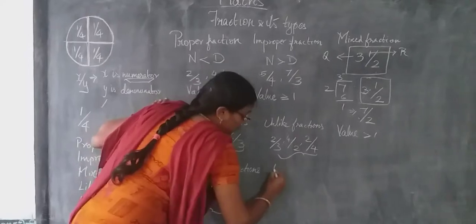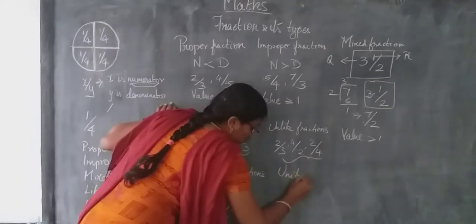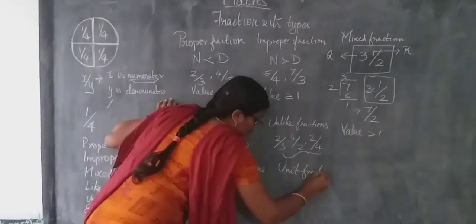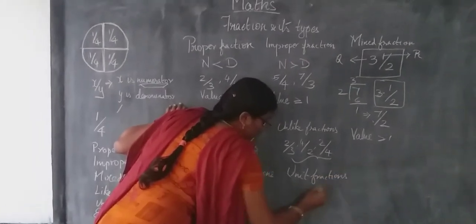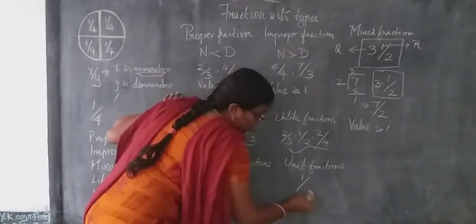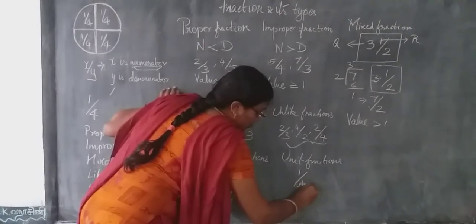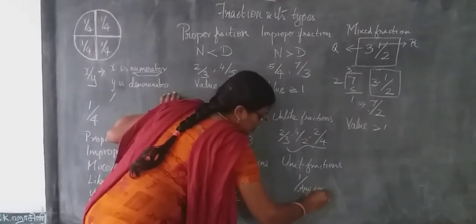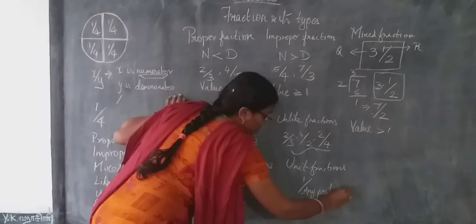And the last is the unit fraction. A unit fraction is one in which the numerator is 1 and the denominator is any positive integer. This is called a unit fraction.